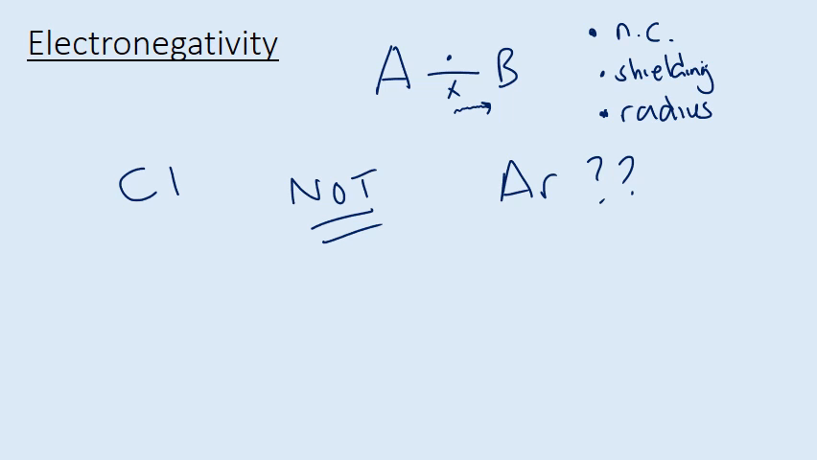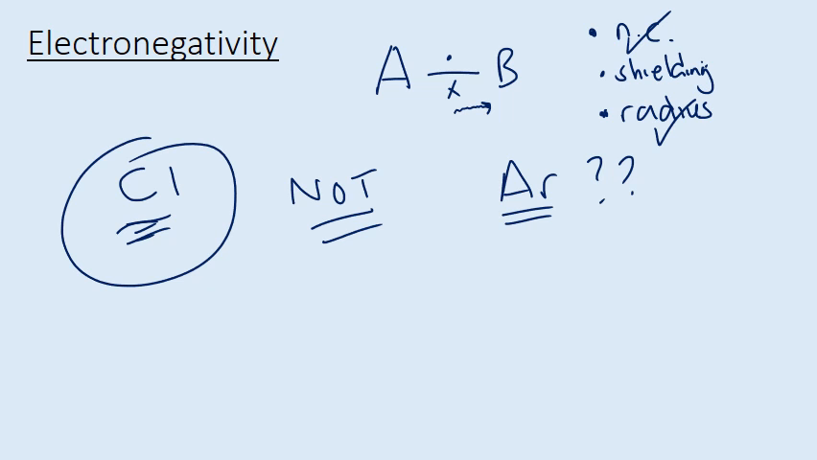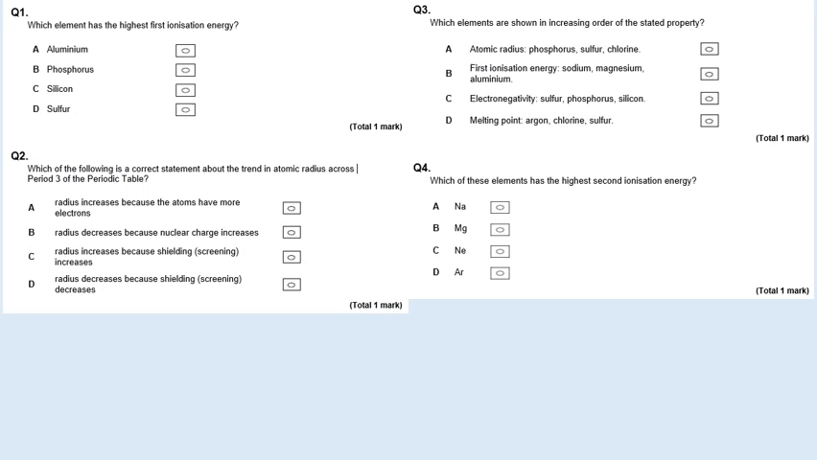The reason I've said chlorine and not argon, because actually argon does have a smaller radius, it does have a bigger nuclear charge, and the shielding is similar. But the reason I'm saying chlorine is because by definition, electronegativity is the ability an atom has to attract the bonding pair of electrons in a covalent bond. Argon will not form covalent bonds, therefore we can't measure its electronegativity, because it already has a full outer shell. So chlorine is the most electronegative in period 3.